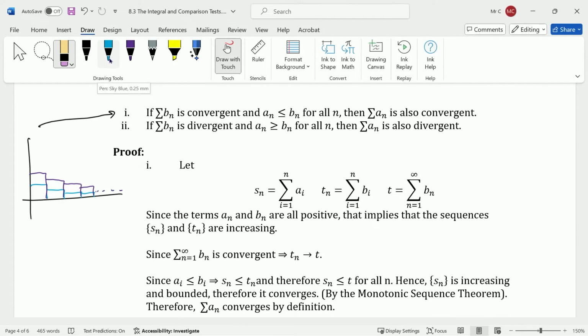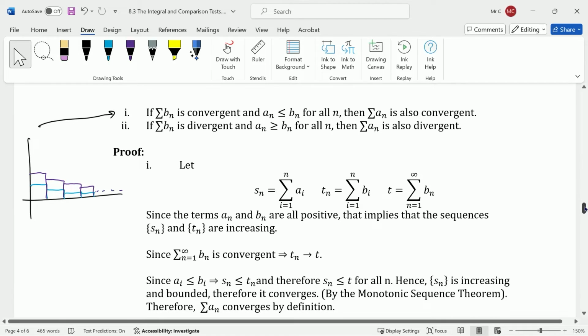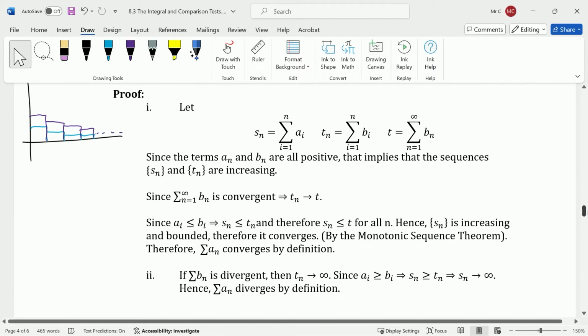Okay, similarly, if I just reverse this picture around and say, hey, if b sub n are the terms in light blue and that sum is divergent, then the a sub n terms, which are bigger in this case, are going to also have a divergent sum. All right, so that's the logic or the general idea, but let's actually look at the proof here.